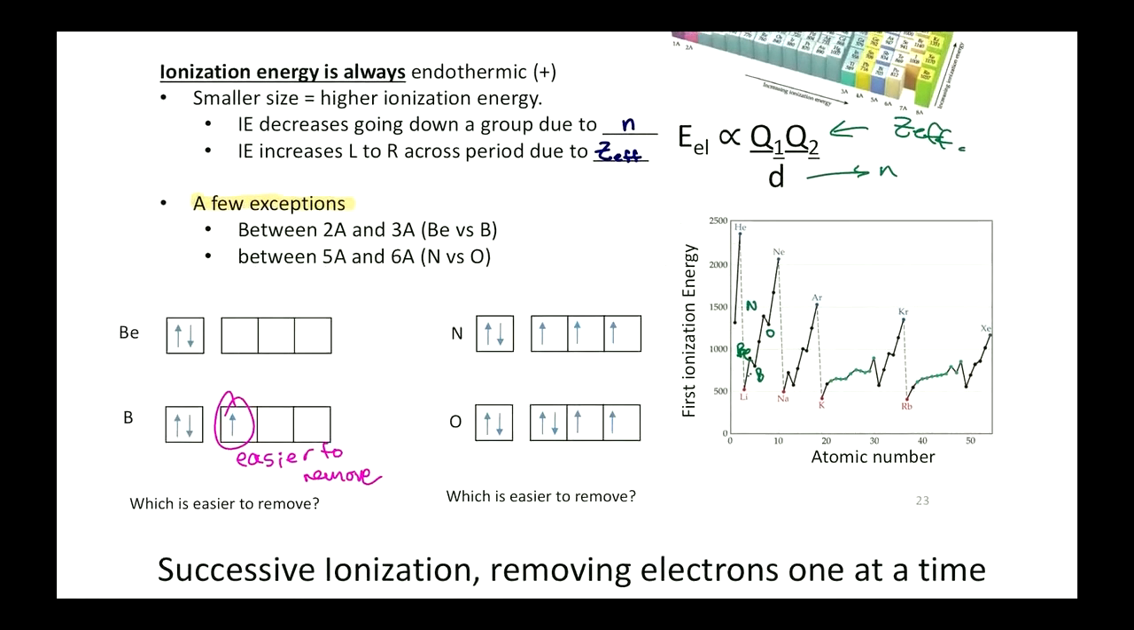We see a similar thing for nitrogen and oxygen. So here are those electron configurations. Which electron is the easiest to remove? Is it in nitrogen or oxygen? Oxygen. Which electron? Yeah, the one that's spinning in a different direction than everything else. So it's kind of like the oddball.